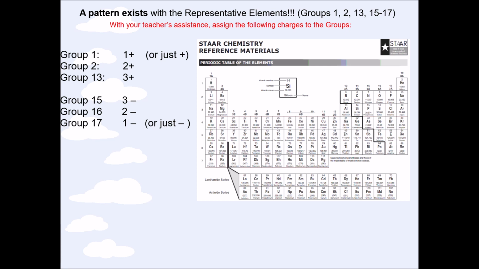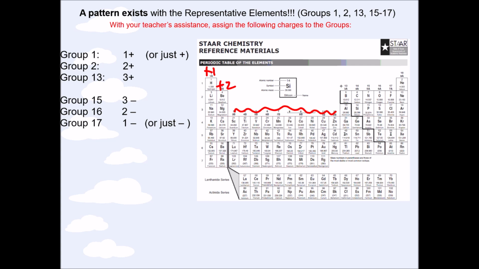A very helpful pattern exists with the representative elements. So that you don't have to remember these charges, make sure to annotate on your periodic table so you can quickly find the charges. In chemistry, we call columns groups. So for all elements in group 1, their ions would have a charge of +1. All elements of group 2, their ions would have a charge of +2. Then we're going to skip the D block because they have various charges.